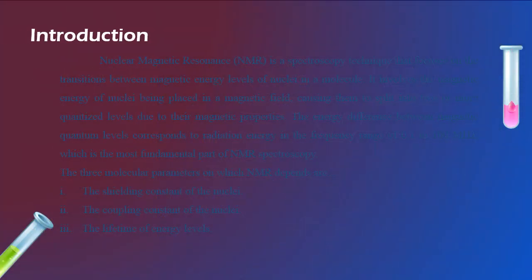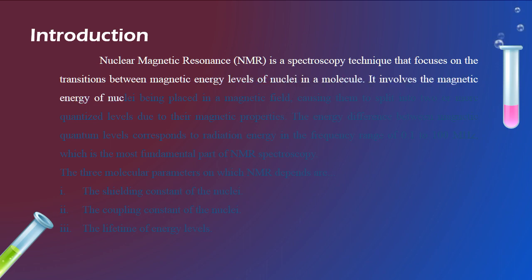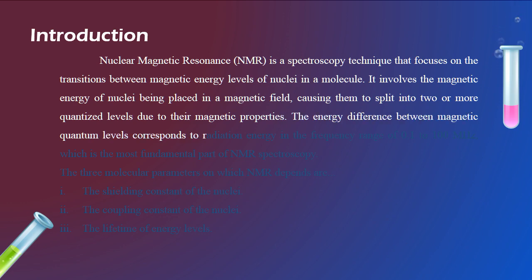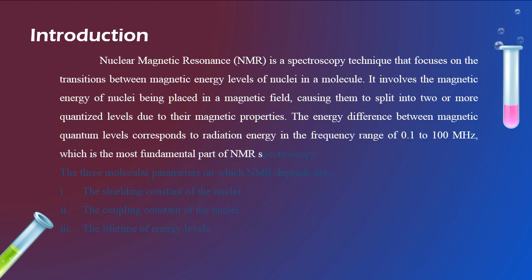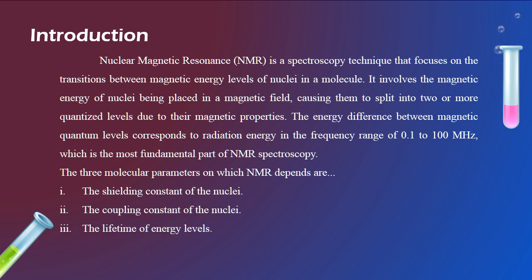The introduction. Nuclear magnetic resonance, NMR, is a spectroscopy technique that focuses on the transitions between magnetic energy levels of nuclei in a molecule. It involves the magnetic energy of nuclei being placed in a magnetic field, causing them to split into two or more quantized levels due to their magnetic properties. The energy difference between magnetic quantum levels corresponds to radiation energy in the frequency range of 0.1 to 100 MHz, which is the most fundamental part of NMR spectroscopy. The three molecular parameters on which NMR depends are the shielding constant of the nuclei, the coupling constant of the nuclei, and the lifetime of energy levels.